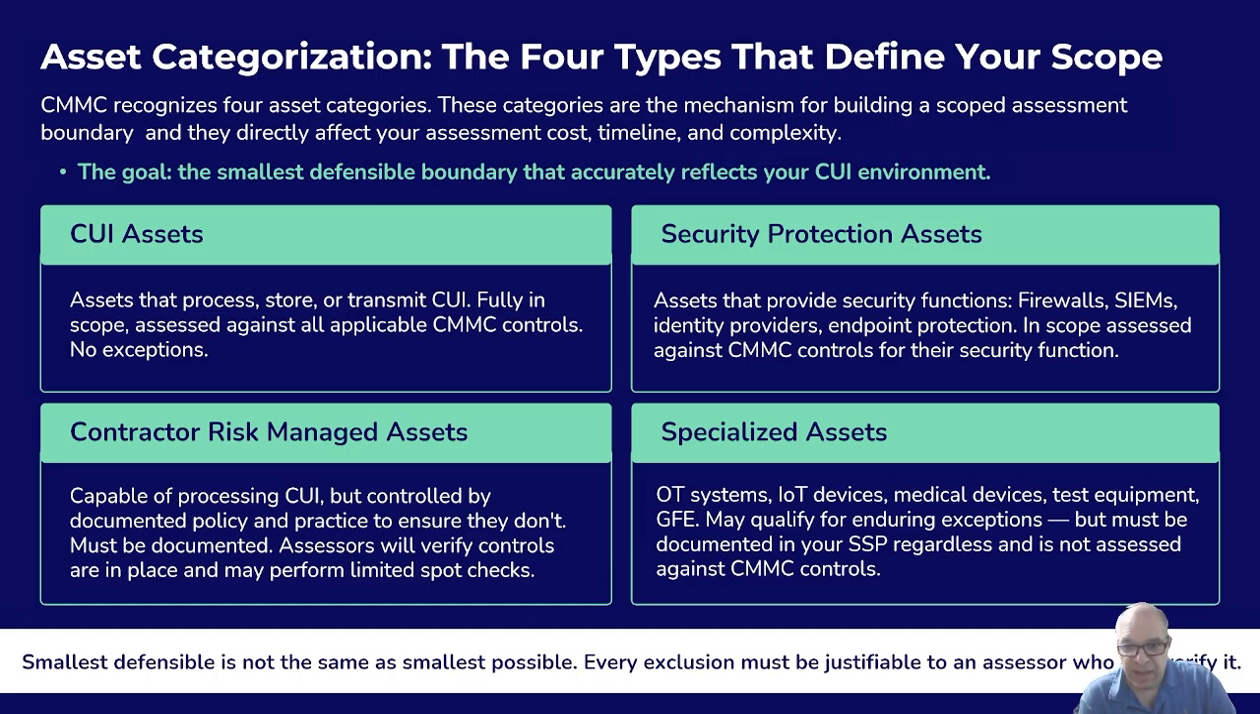The goal of asset categorization is to define the smallest defensible assessment boundary that accurately reflects your CUI environment. Not the smallest possible, the smallest defensible one. This is the one that you need. Those are two different things.